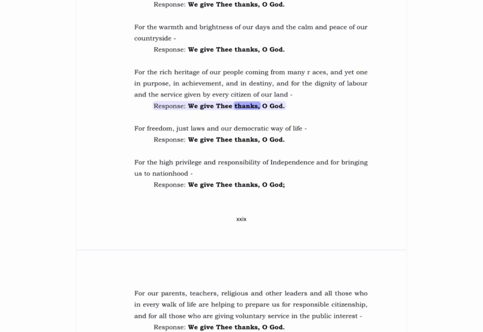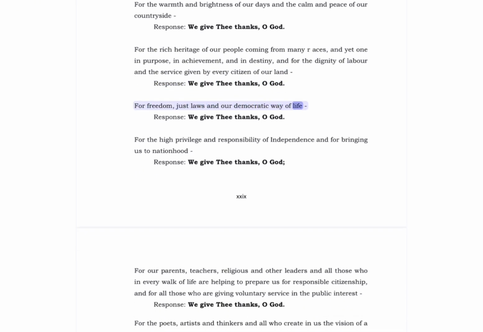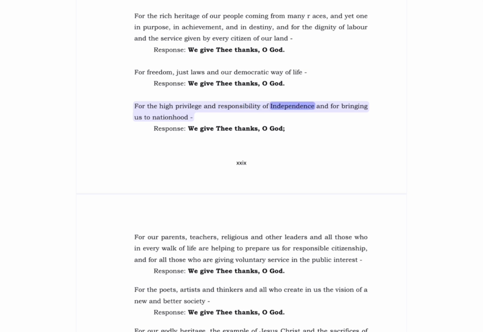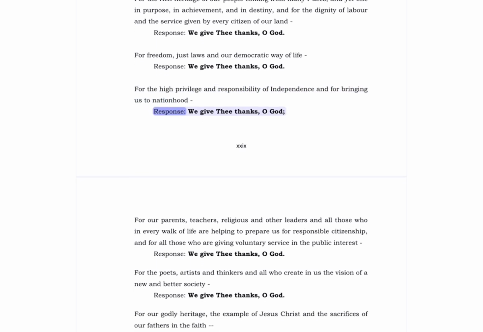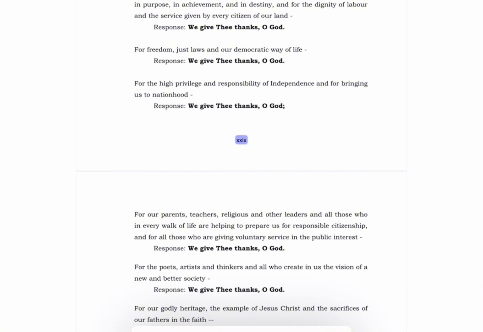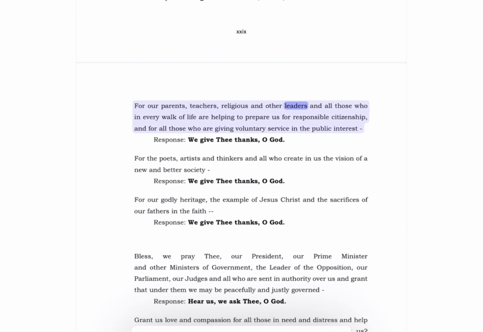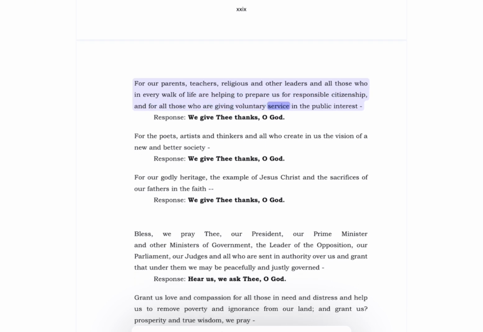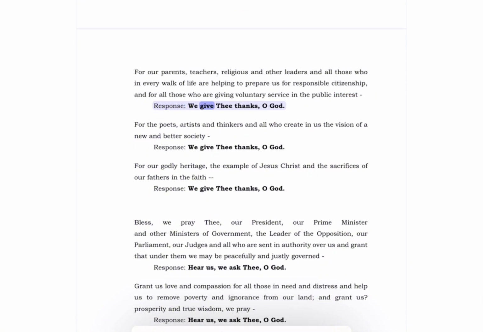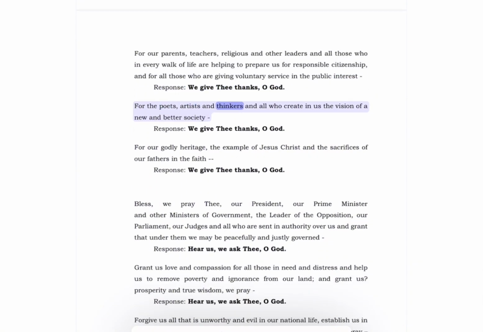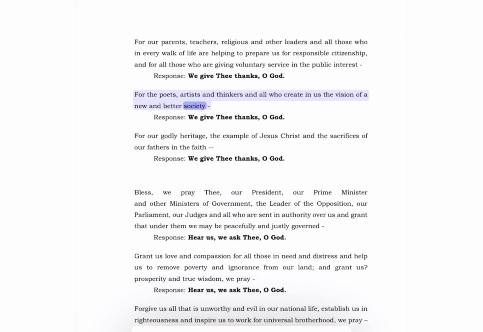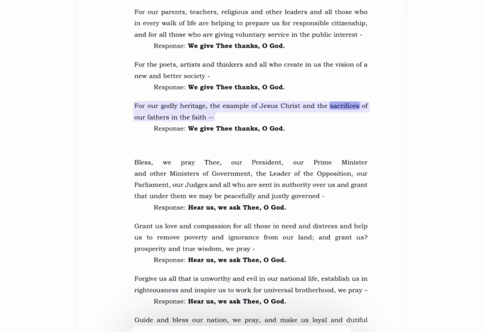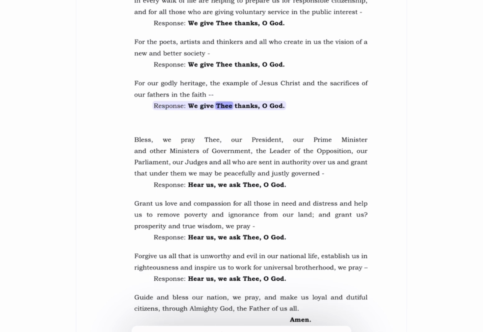Response: We give thee thanks, O God, for freedom, just laws, and our democratic way of life. Response: We give thee thanks, O God, for the high privilege and responsibility of independence and for bringing us to nationhood. Response: We give thee thanks, O God, for our parents, teachers, religious and other leaders, and all those who in every walk of life are helping to prepare us for responsible citizenship, and for all those who are giving voluntary service in the public interest. Response: We give thee thanks, O God, for the poets, artists, and thinkers, and all who create in us the vision of a new and better society. Response: We give thee thanks, O God, for our godly heritage, the example of Jesus Christ, and the sacrifices of our fathers in the faith. Response: We give thee thanks, O God.